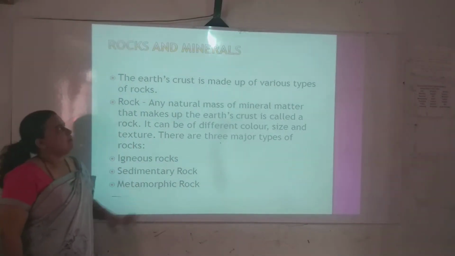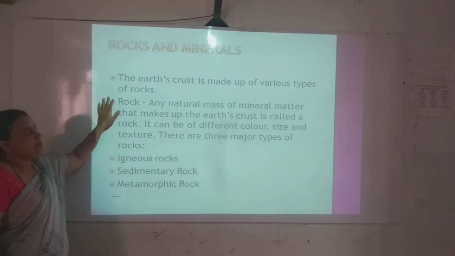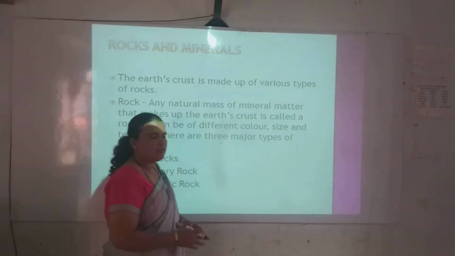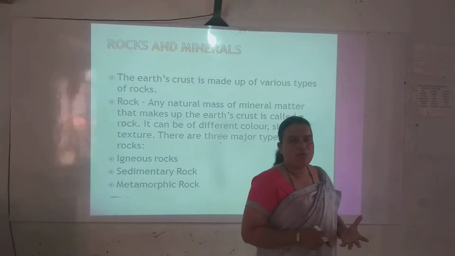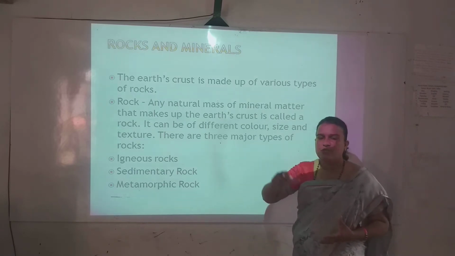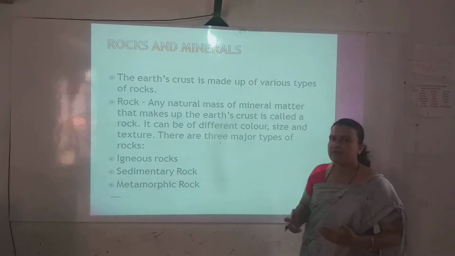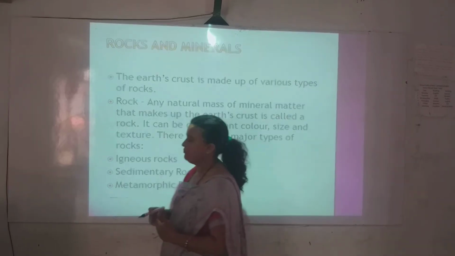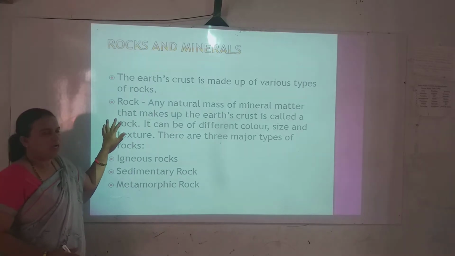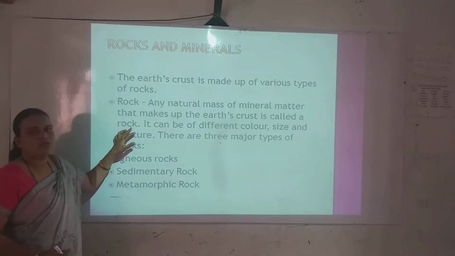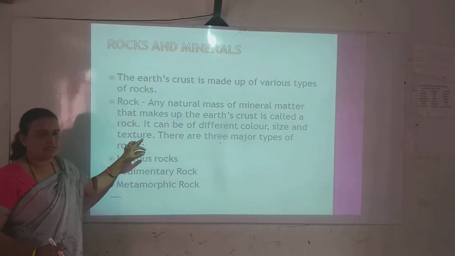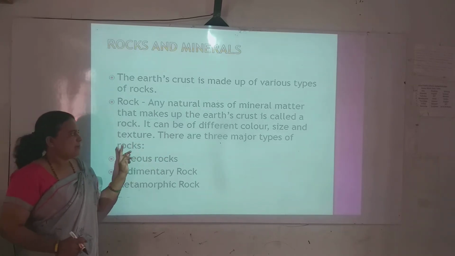Now rocks and minerals. The earth's crust is made up of various types of rocks. When rock is broken into smaller particles, it is made up of various minerals, and afterwards it is converted into soil. Any natural mass of mineral matter that makes up the earth's crust is called rock. It can be of different color, size and texture. There are three major types of rocks.